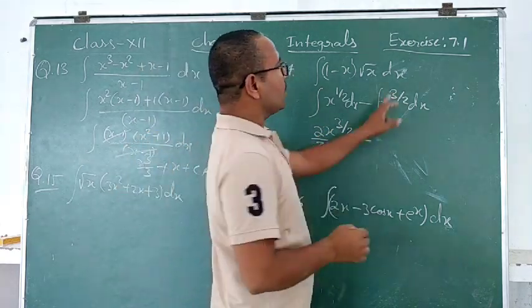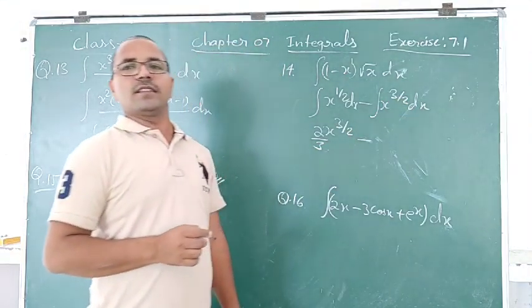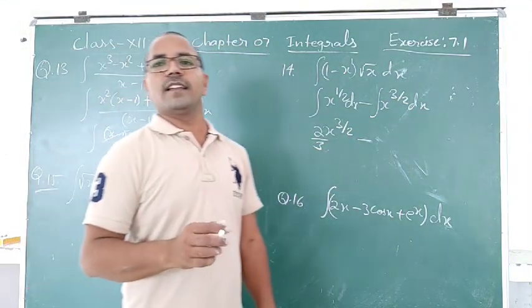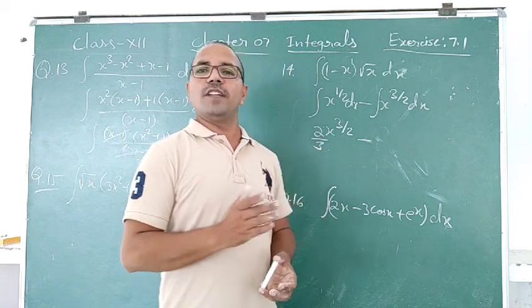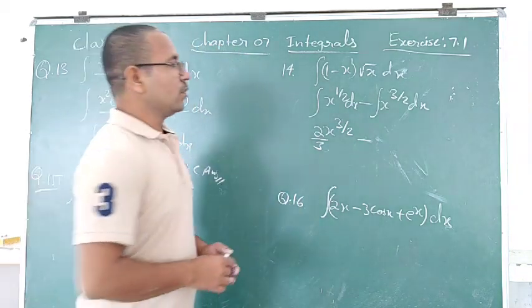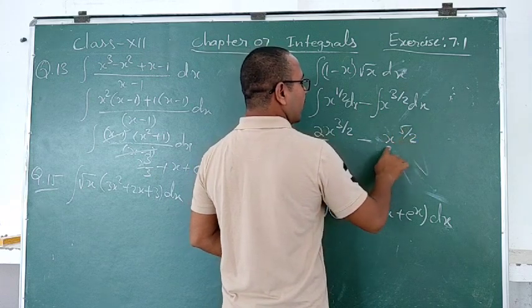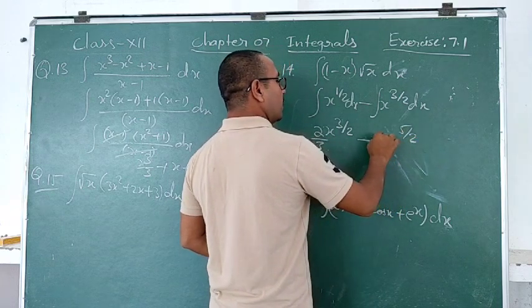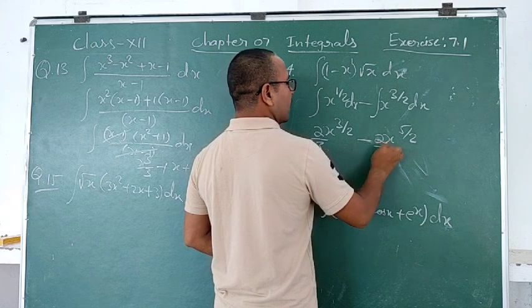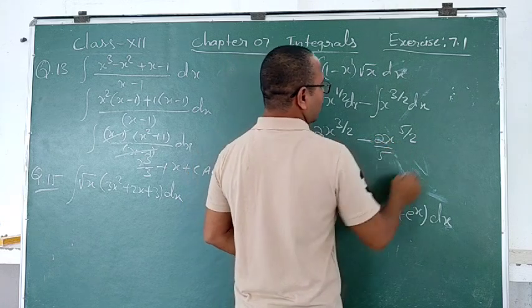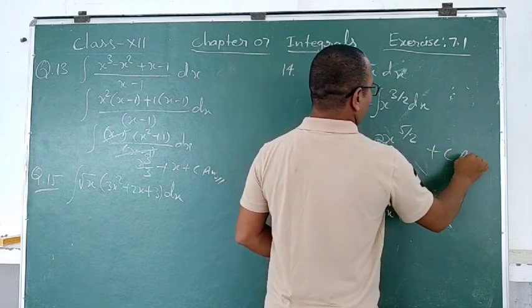Minus, 3 by 2 plus 1. If you take the LCM you will get 2, and 3 plus 2 is 5. 5 by 2 we are getting. So x to the power 5 by 2. In the denominator also you will get 5 by 2, and that 2 will multiply in the numerator and give you 2 by 5, plus c. This much is the answer.